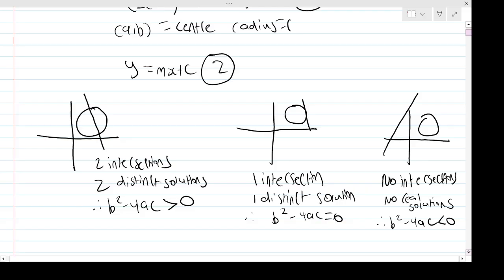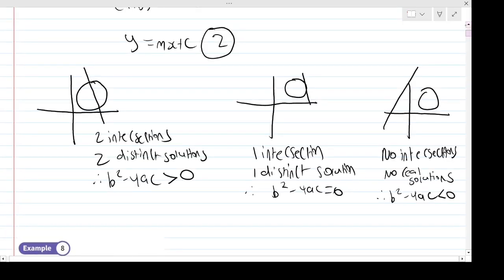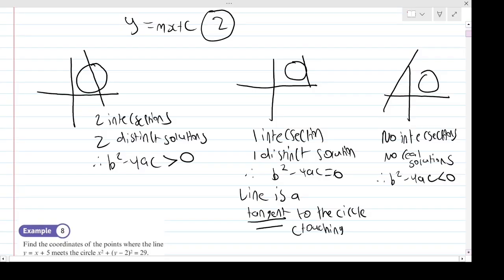Okay, and in particular, this middle case, when a line has one intersection with a curve, what I can add is that this line is a tangent to the circle at that point. Okay, and we call that touching the circle. So if it meets the circle at one point, it touches the circle.